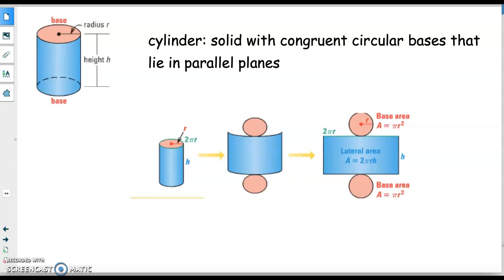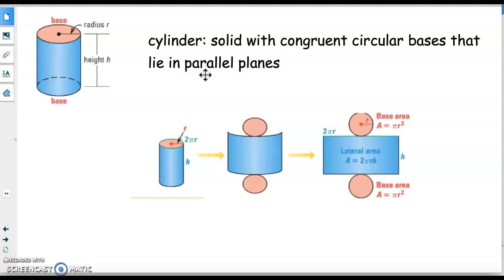Okay, so we're back. This is part 2 of 12.1 and 12.2. There's a couple more things that I wanted to talk about. Actually, just one, which is about finding the surface area of a cylinder.